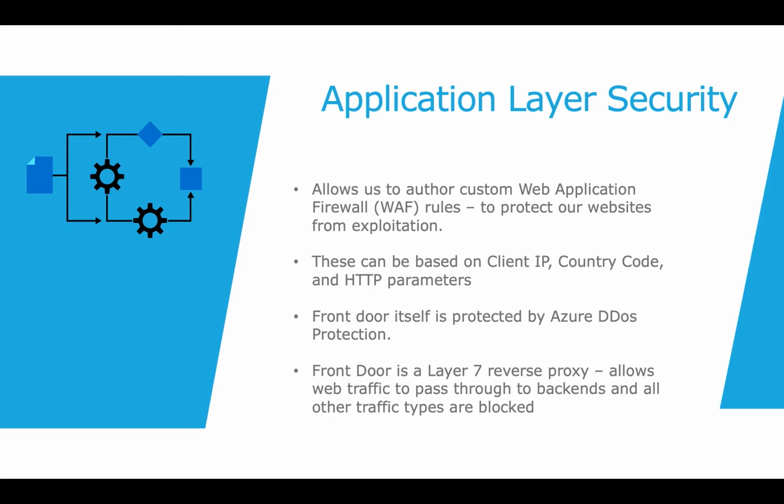So next up we have application layer security. This is a product within Front Door itself, the web application firewall, and we can use these rules to protect our websites from exploitation. So things like filtering on client IP, country code, and various HTTP parameters. Worth noting as well that Front Door itself is protected by the Azure DDoS protection.